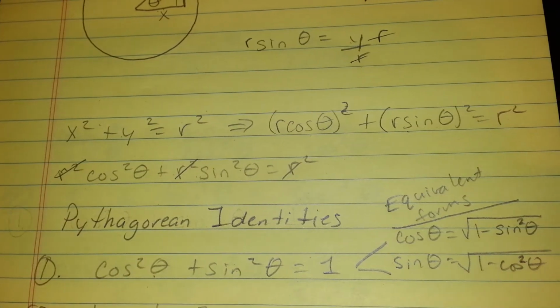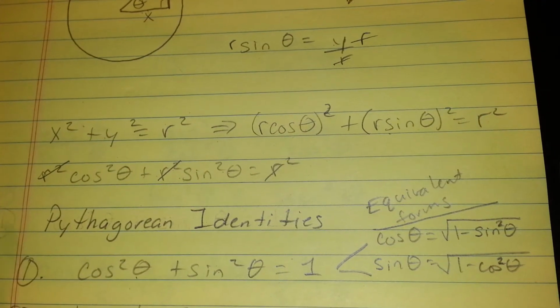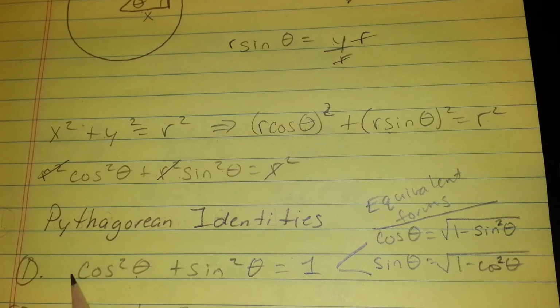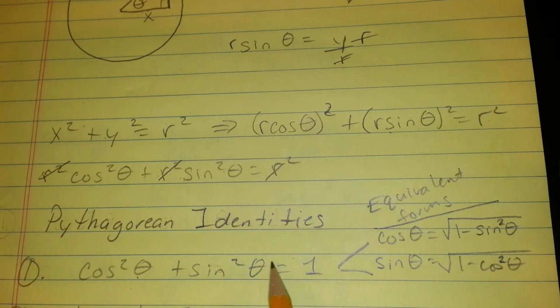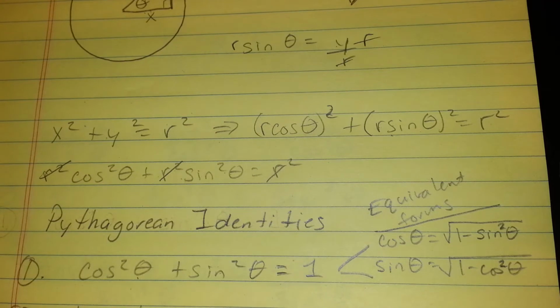That's a major identity, and you can manipulate this as you need to sometimes. Cosine squared theta plus sine squared theta equals 1. I don't care what your angle is, it's going to work out.